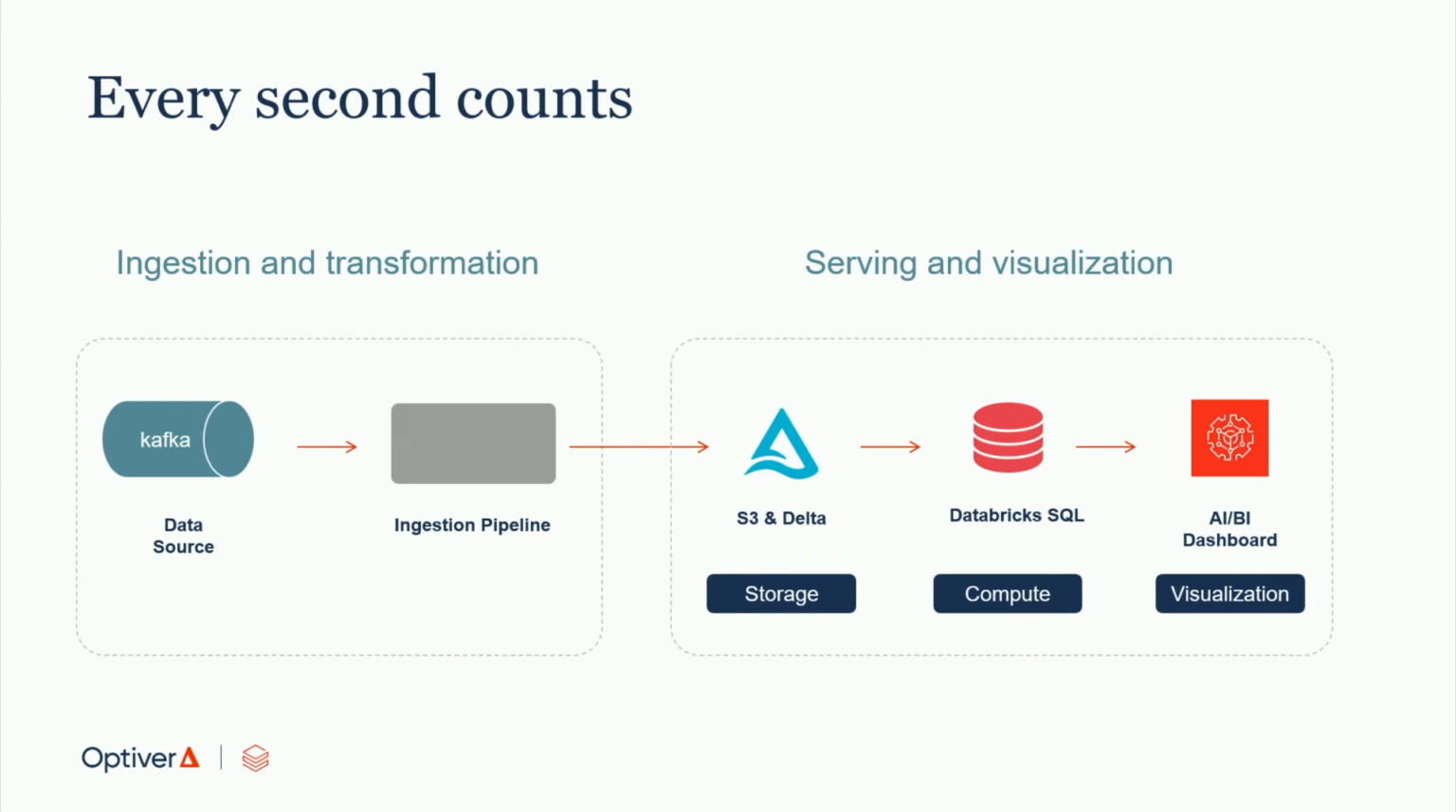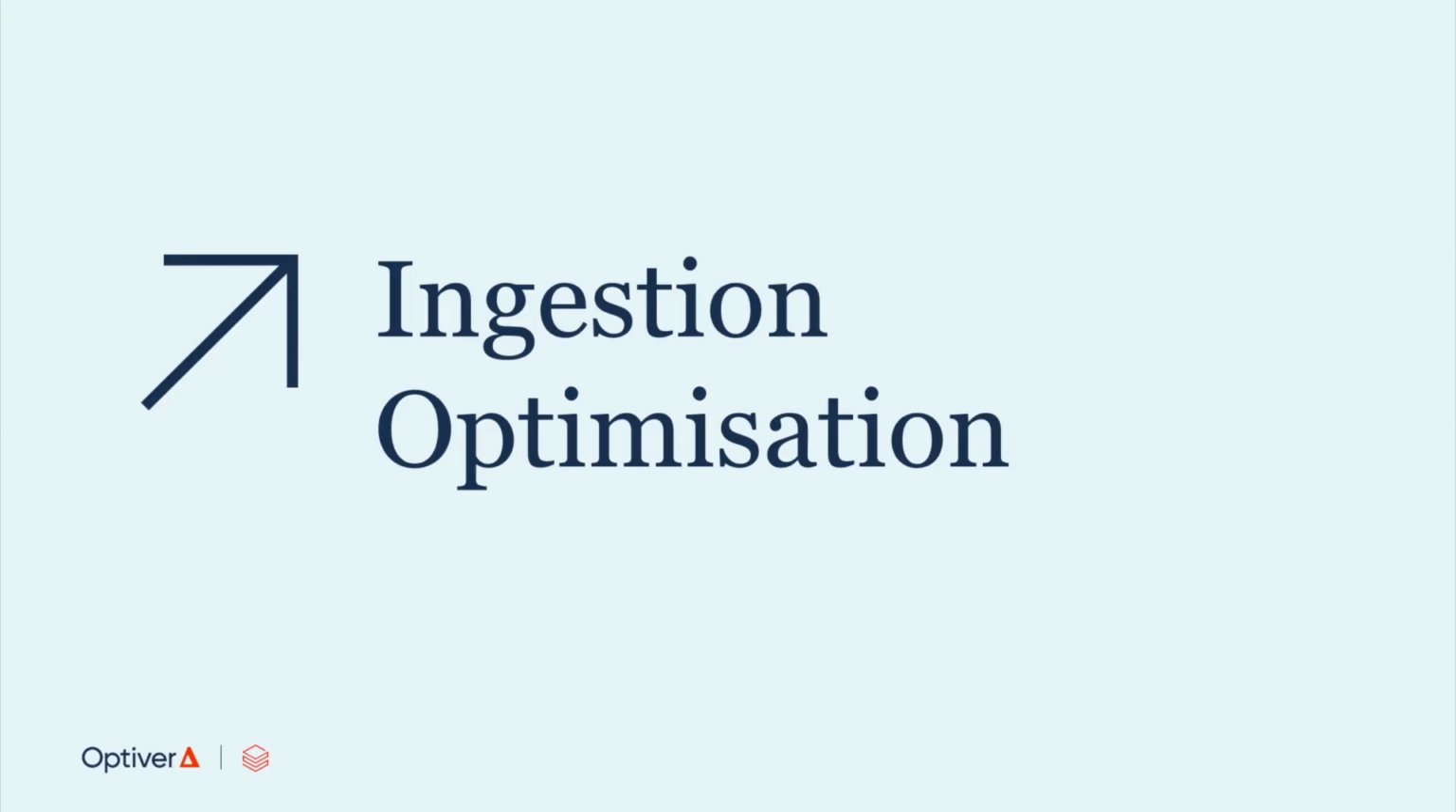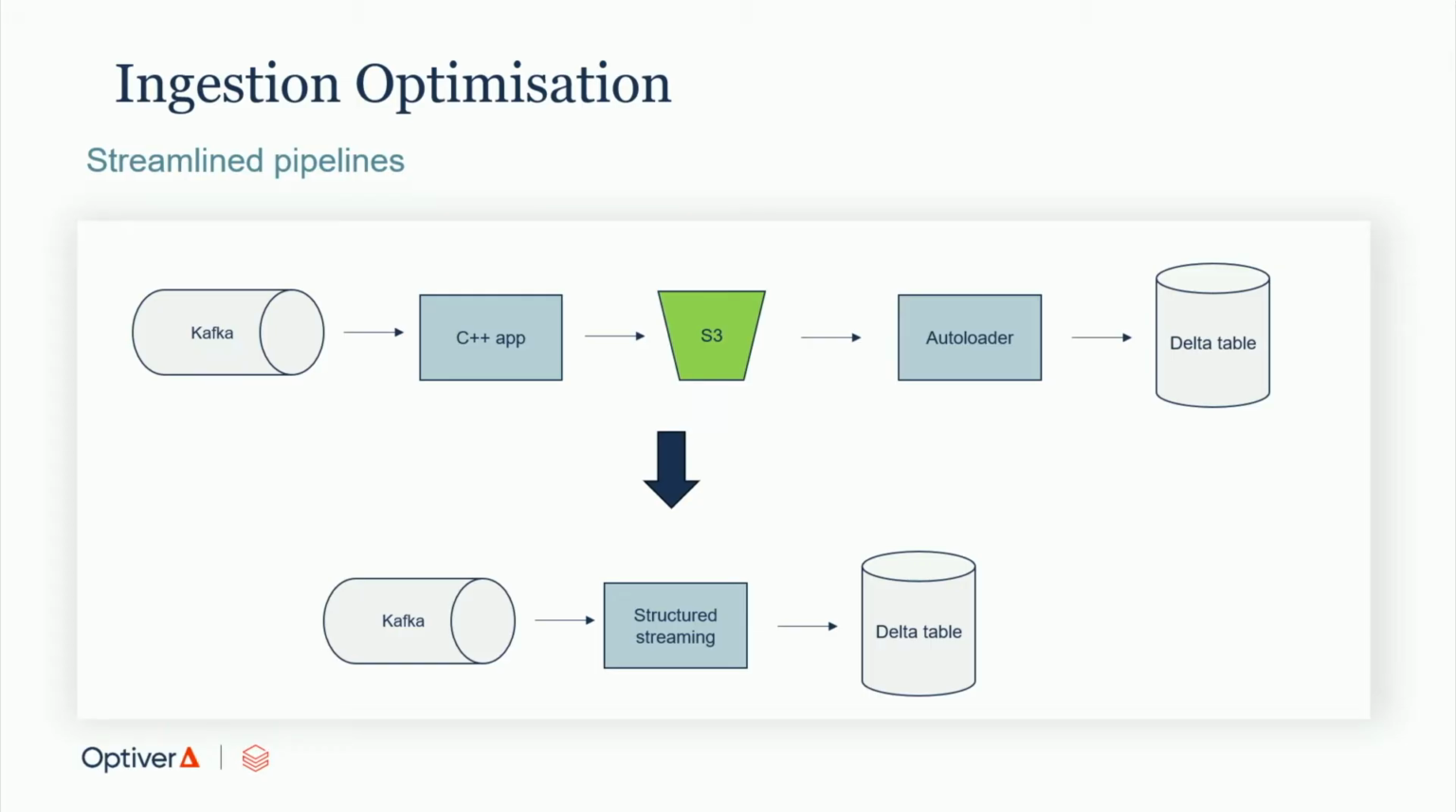So we sat down and realized that to achieve the SLA that the trading team asked for, there were two main key areas that we could optimize. The first part is on the ingestion side, and the second part is on the visualization side. I'm going to go into a bit of detail about the optimizations that we have done on the ingestion side.